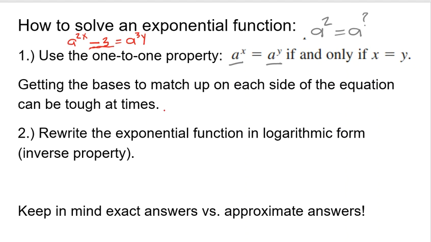All right. So getting the bases to match up on each side of the equation can be tough at times. So that's the one issue. If your bases do not match up, like you've got a 3 on one side and a 2 on the other, then all of a sudden the one-to-one property cannot be used. So it's a great property, but it can only be used in certain situations.